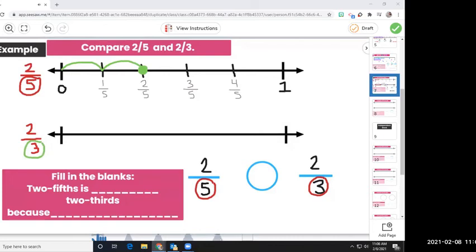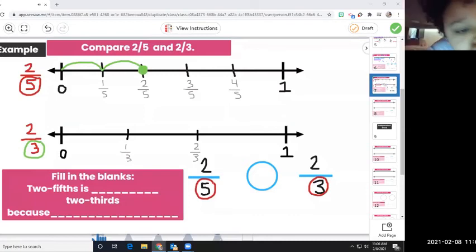Now I'm going to look at my second fraction. The denominator is 3, which means I need to partition into thirds. I have now partitioned into 3 equal spaces. Now I need to label my tick marks with the correct information. My tick mark to the left is 0. My tick mark all the way to the right is 1 whole. And I have labeled each tick mark using my unit fraction. I have 1/3, 2/3, counting up to 3/3 or 1 whole.